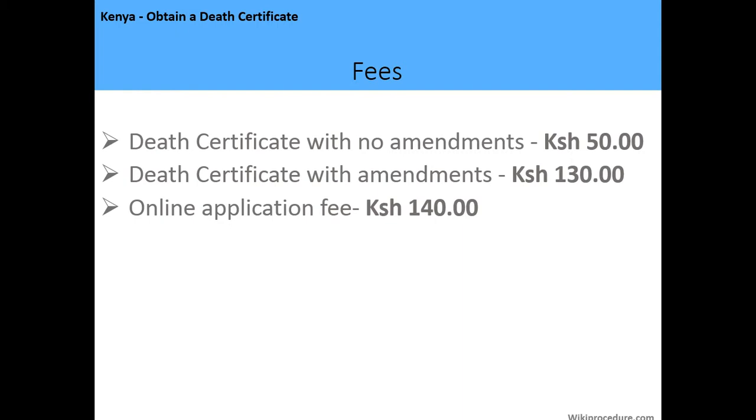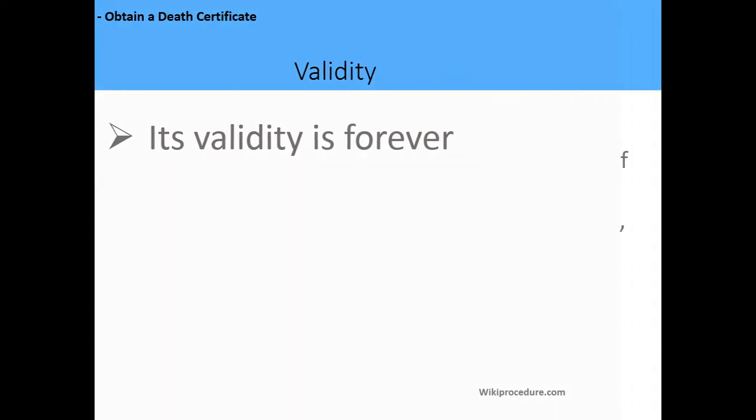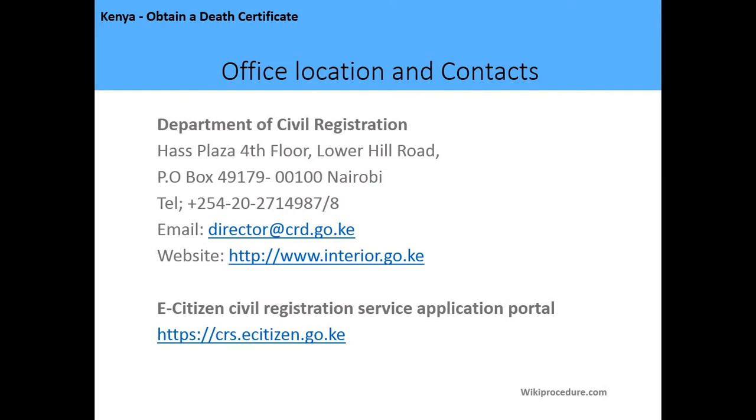The charges are 50 shillings if there is no amendment, and this charge is at the district level when you make the application in person, or 130 shillings if you have amendments. The online application fee is 140 shillings. The validity period of the death certificate is forever. The processing time may vary depending on the complexity of the cause of death, but mostly it takes 1 day in the districts, and it's issued within 3 days in Nairobi, Mombasa, and Kisumu.